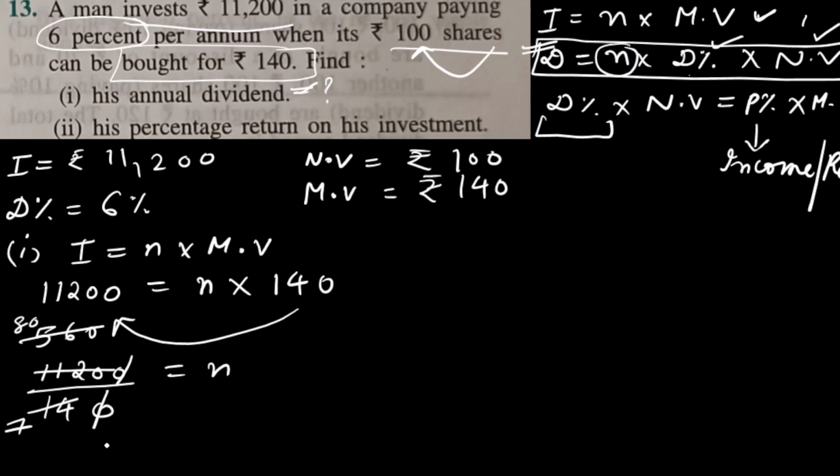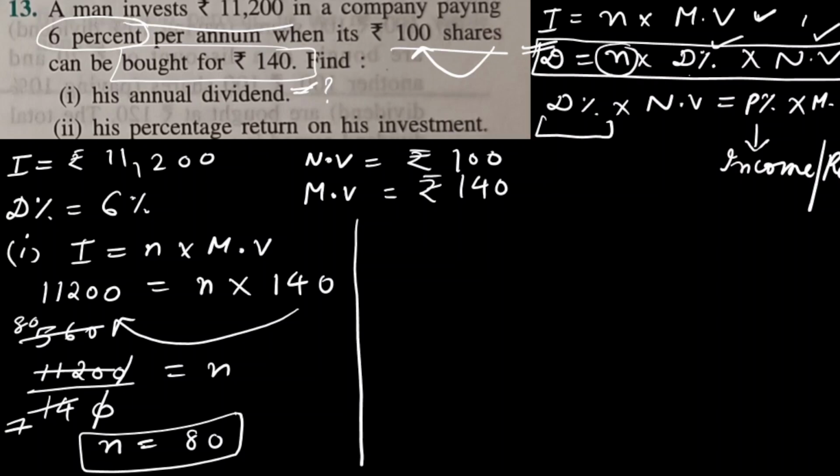So what is the value of n? We have got n is number of shares. So number of shares is equal to 80. Okay, so we have found the value of n. Now I am using the formula of dividend because the actual question says we have to find its dividend. So dividend's formula is n into dividend percent into nominal value.